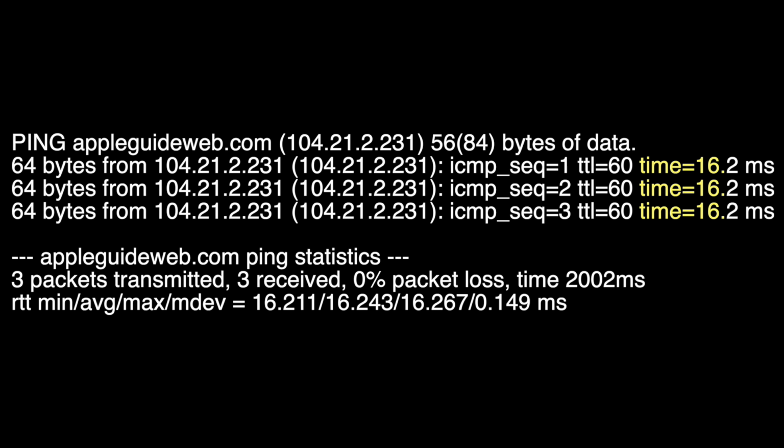Some of this information includes the time it took to send the data back and forth, along with the success and failure rate. However, what we want to look at is the IP address of the website, something like 104.21.2.231. With this address and website, you can do some more digging.